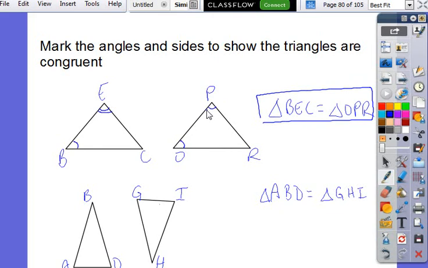And then C is third. And C and R are third. So 1, 2, 3. 1, 2, 3. Then I've got to go back and do the sides. I'm just going to say between the 1 and the 2 is my 1. Between the 1 and the 2 is my 1. 2 to 3, EC is 2. 2 to 3, PR is 2. And that leaves BC and OR.